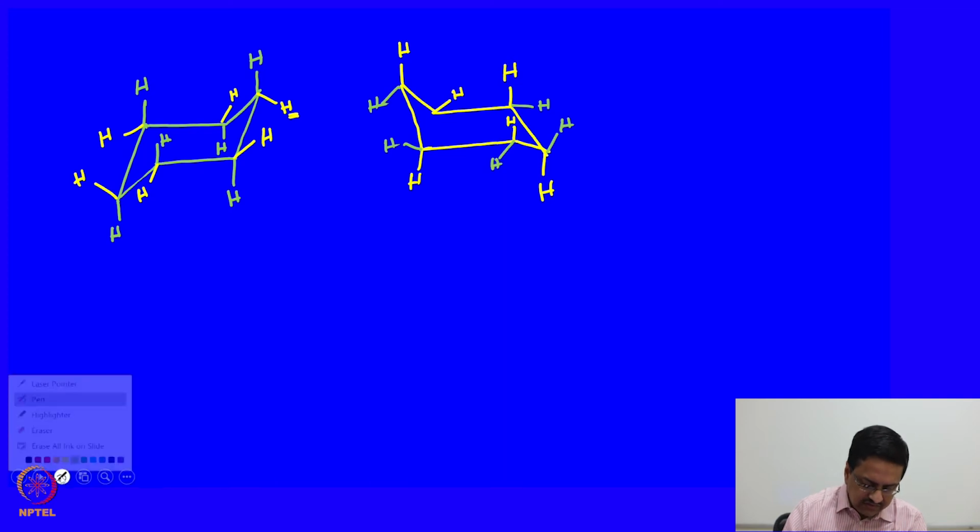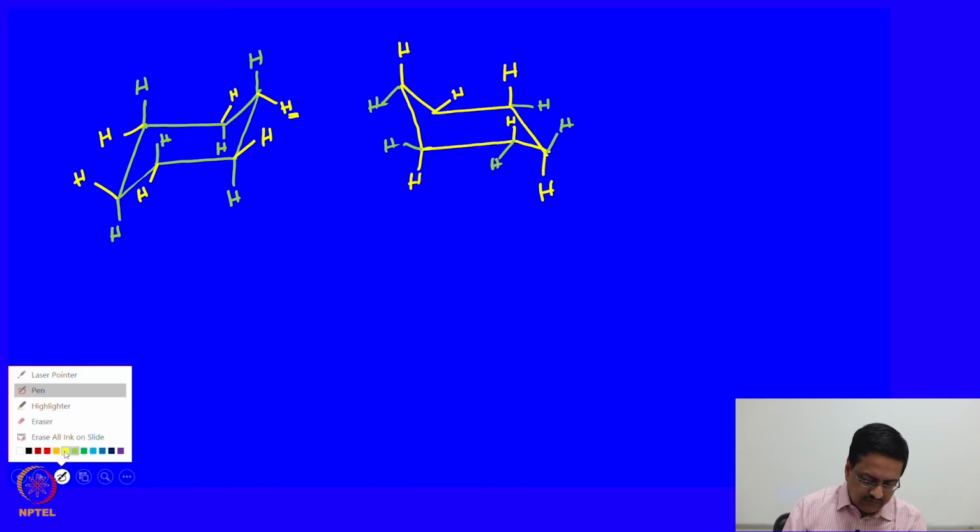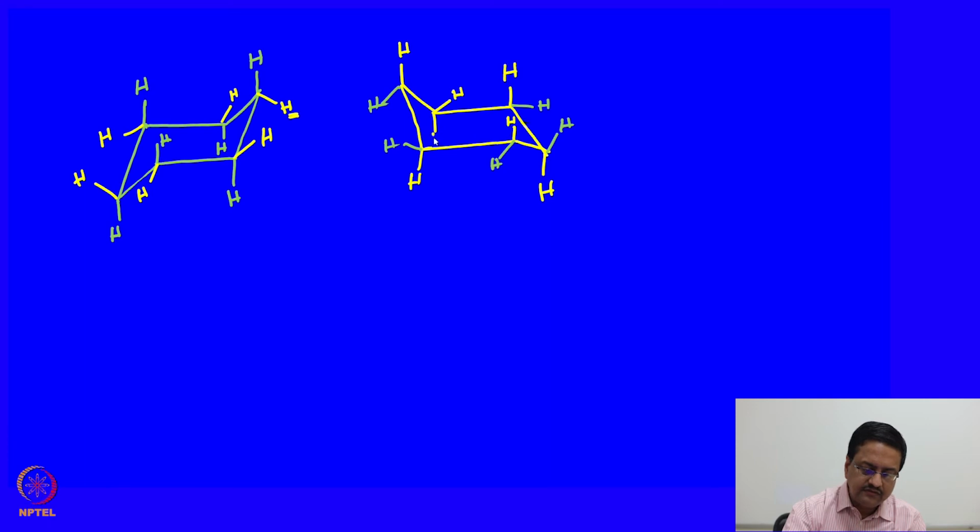I think that hydrogen should be down here, and the other one should be the axial hydrogen which has now become equatorial hydrogen. So this is how one should try to draw the flipped rings and try to understand how these bonds change their orientation depending on which way the cyclohexane ring is flipped.